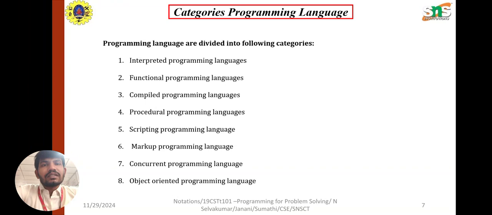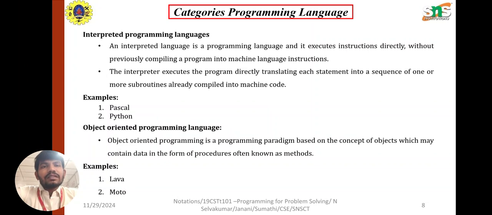Categories of programming languages. Programming languages are divided into the following categories: interpreted programming languages, functional programming languages, compiled programming languages, procedural programming languages, scripting programming languages, markup programming languages, concurrent programming languages, and object oriented programming languages. An interpreted language executes instructions directly, without previously compiling a program into machine language instructions. Examples are Pascal and Python. Object oriented programming is a programming paradigm based on the concept of objects, which may contain data and procedures often known as methods.